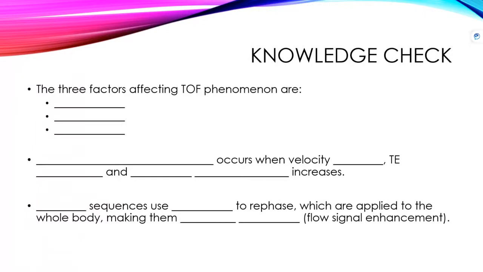Okay, I think this is what it is. Enhancement occurs when velocity decreases, TE decreases, and slice thickness increases. Perfect. So when you're looking at this, the only thing I'm giving you is that something is increasing, and it's got 2 blanks, which is slice thickness. So if the slice thickness is increasing, that means that we are actually enhancing, flow enhancement.